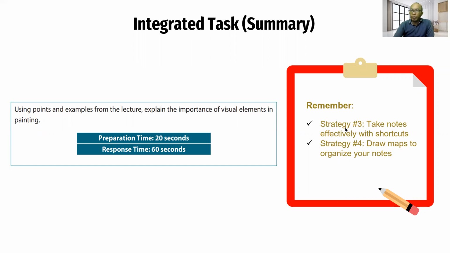You need to use your notes, the ones that you made during the listening, and then try to create an outline following the directions. So here the directions already give you the outline that you need to develop or expand or elaborate the examples from the lecture, and making sure that you explain why visual elements are important in painting.